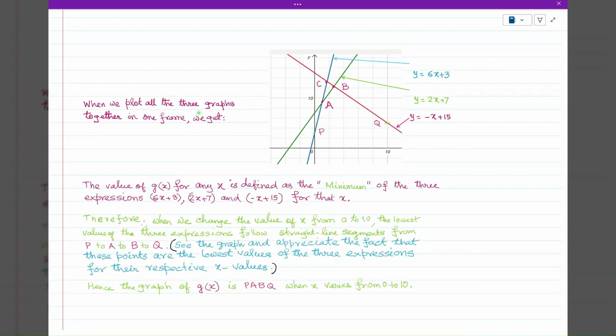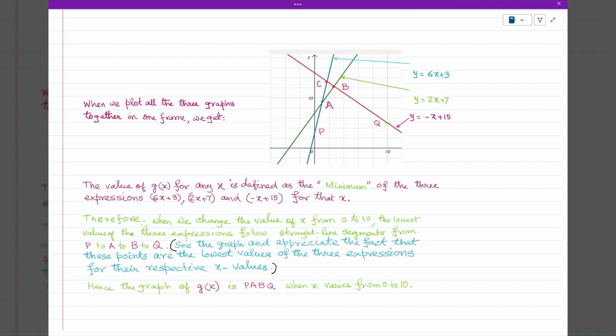When we plot all three graphs together in one frame, we get this graph. Here, notice that we have plotted all three straight lines. The first straight line is this, with equation y = 6x + 3. The second straight line is this, with equation y = 2x + 7. And the third straight line is this, with equation y = -x + 15.